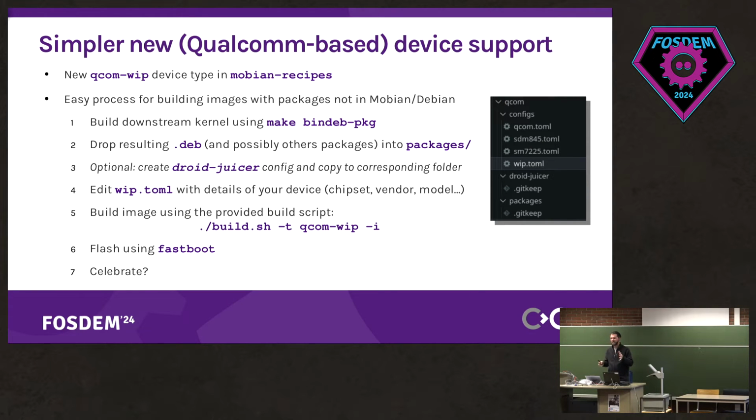So you don't have anything specific to do there. It generates a Debian package which you can drop into the Mobian recipes folder, edit some config file, run the build script, and it will provide you with a rootfs image and the boot image tailored for your device. Then you can flash it, use it fast boot, and hopefully celebrate that your device can run Mobian.